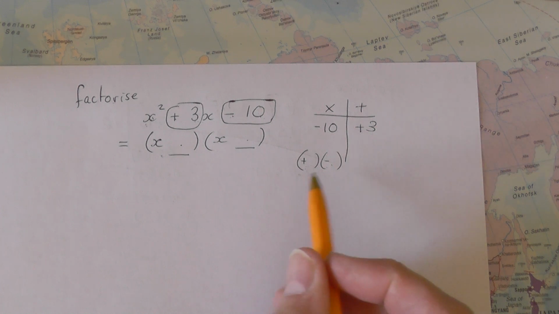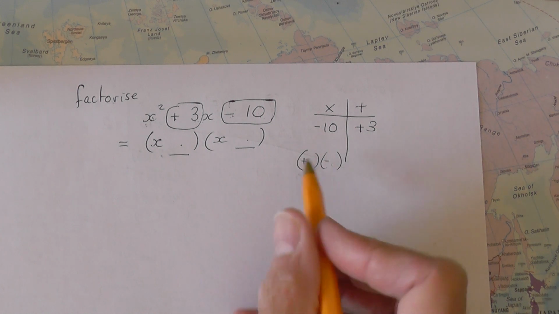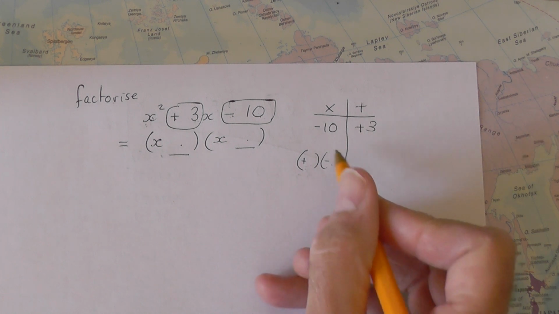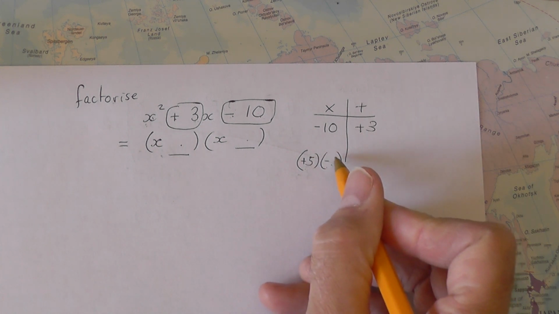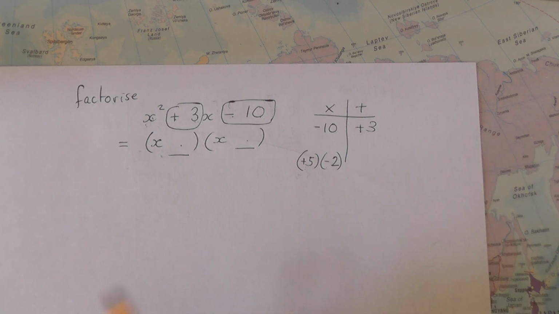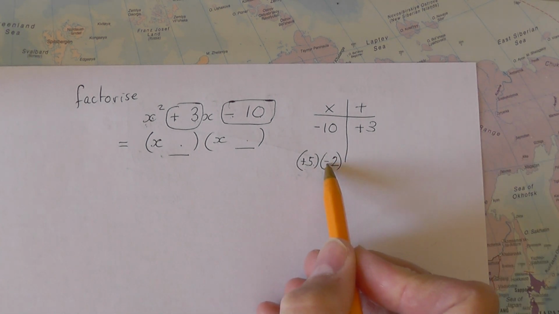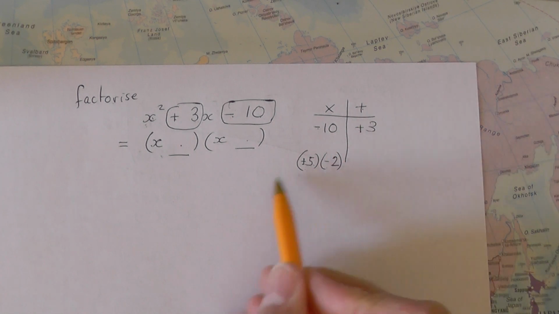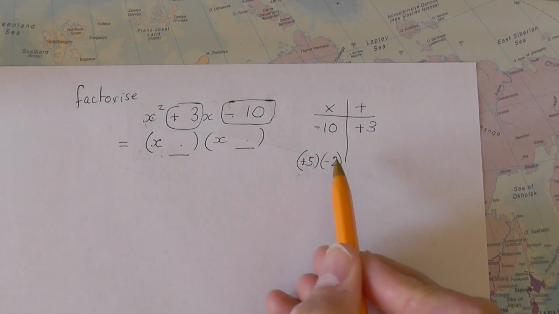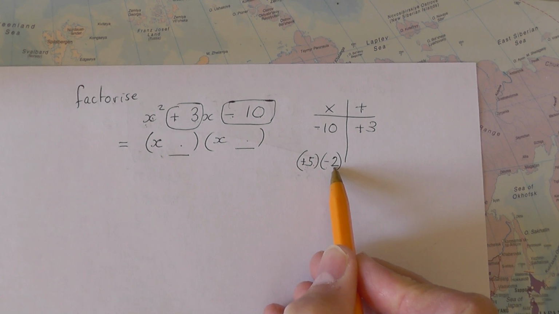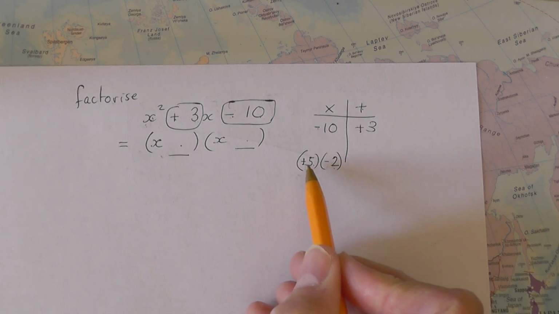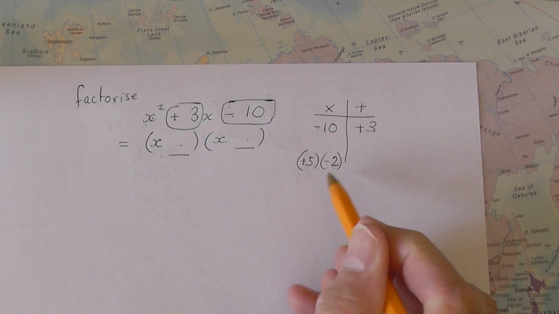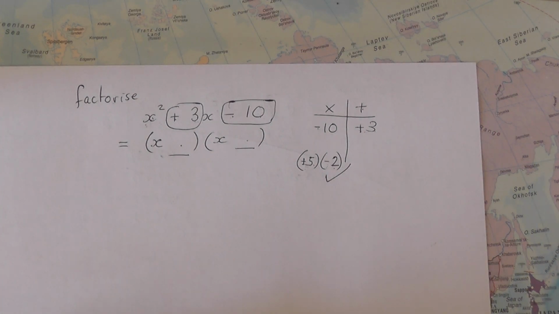So what's the alternative? Well, 5 twos make 10. And if you now realise that if you put a plus with a 5 and a minus with a 2, plus 5 times minus 2 gives you minus 10. And then if you add them together with army method, positive army 5 meets minus army 2, they fight, the positives would win the fight by 3. So that's the right combination.